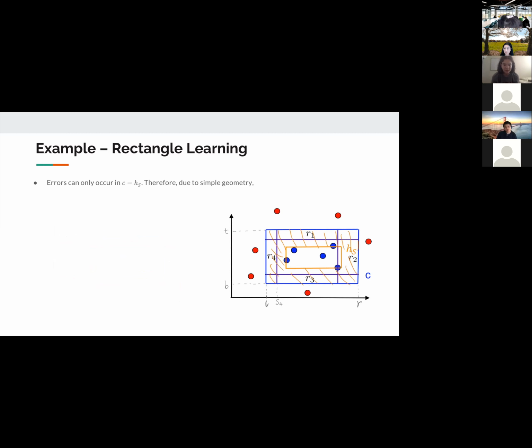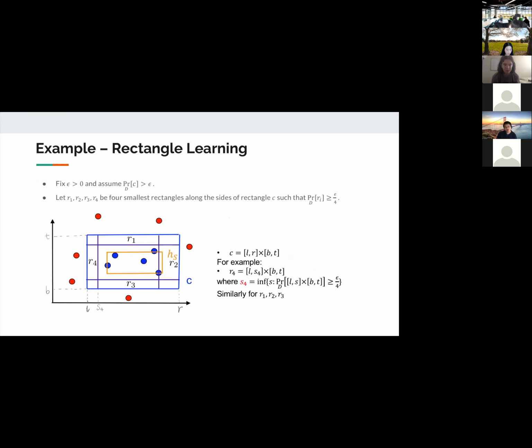Can I just ask, on the previous slide, the inf or the sup, what was that over? Sup over what variable? Or sorry, inf over what variable? This is just the scalar. It just finds the boundary which gives you a mass greater than or equal to epsilon over 4. Okay. Yeah.